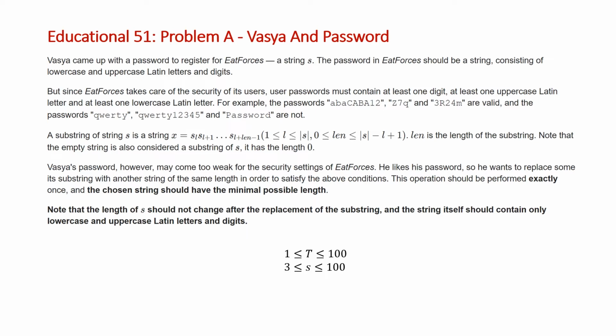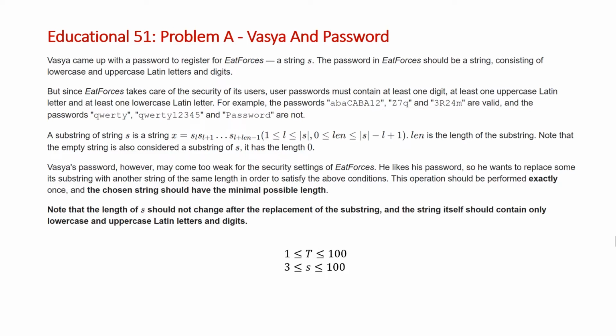So there's going to be many valid passwords when you're given an invalid one. You just need to return any arbitrary valid one that uses the minimum number of characters that are changed that are adjacent, that are next to each other. So the constraints for this problem are that the number of test cases T is between 1 and 100, and the number of characters in our password S is going to be between 3 and 100.